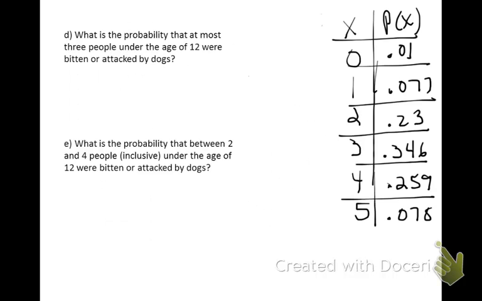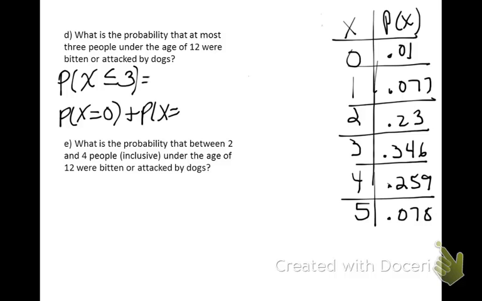What is the probability that at most 3 people under the age of 12 were bitten or attacked by dogs? Notationally, we should write this as the probability that x is equal to 3 or smaller. This would equal the probability that x equals 0, plus the probability that x equals 1, plus the probability that x equals 2, plus the probability that x equals 3.